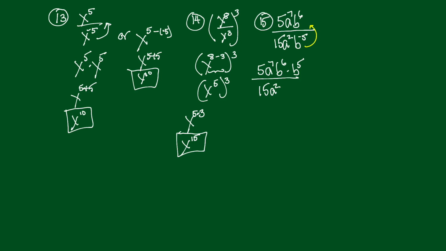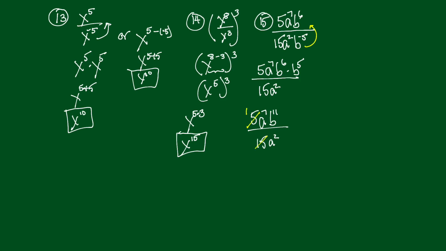Now let's see what we've got here. What can we do? Well, let's see. B to the 6th times b to the 5th is b to the 11th. So I'm going to get 5, a to the 7th, b to the 6 plus 5, I'm just going to do it, 11, over 15a squared. Okay, now let's divide what we can here.